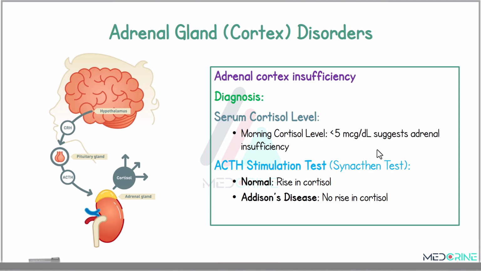The diagnosis of adrenal cortex insufficiency, or Addison's disease, involves measuring of serum cortisol levels. A morning cortisol level less than 5 micrograms per deciliter suggests an adrenal insufficiency. An ACTH stimulation test, also known as a Cosyntropin test, is as well used in the diagnosis. In normal individuals, cortisol rises, and in Addison's disease, there is no rise in cortisol.